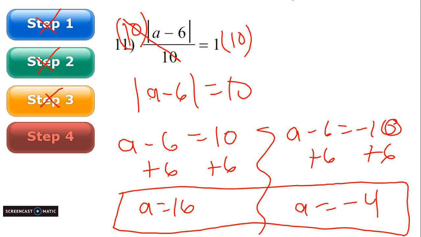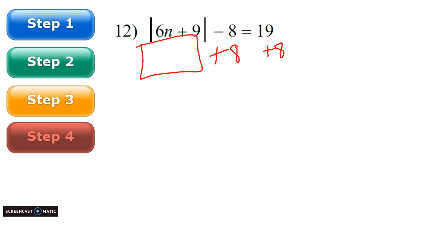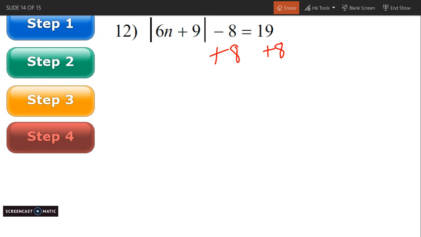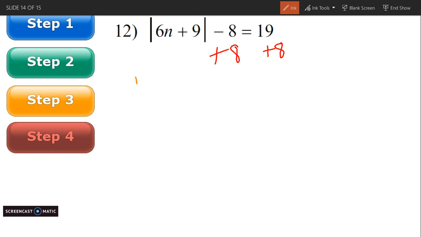Last one here. Step 1, you guessed it, get absolute value by itself. So we're going to get rid of this -6 by adding 8 to both sides of the equation. Do not try and add 8 over here. You've got to do it to both sides of the equation. So you've got absolute value of 6n plus 9 equals 27.